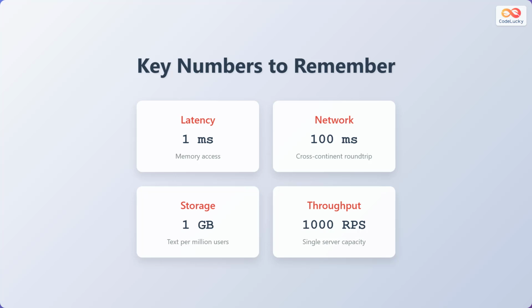To perform effective back-of-the-envelope calculations, you need to have a few key numbers memorized. These numbers act as a baseline for your estimations. For latency, remember that memory access is about 1 millisecond. For network considerations, a cross-continent round trip takes approximately 100 milliseconds. In terms of storage, 1 gigabyte can hold the text for approximately 1 million users. And lastly, for throughput, a single server can handle around 1,000 requests per second.